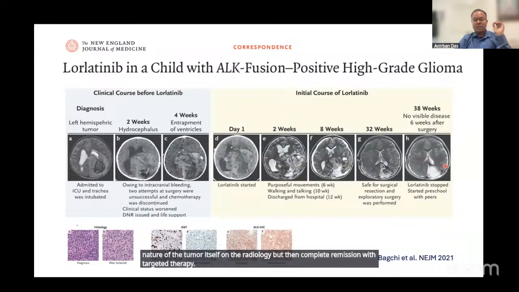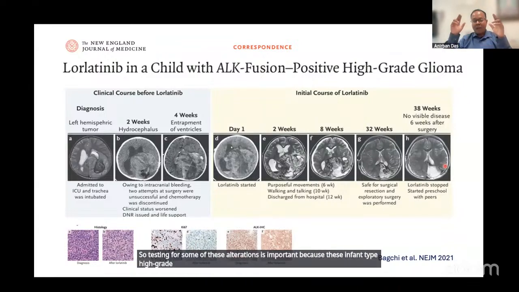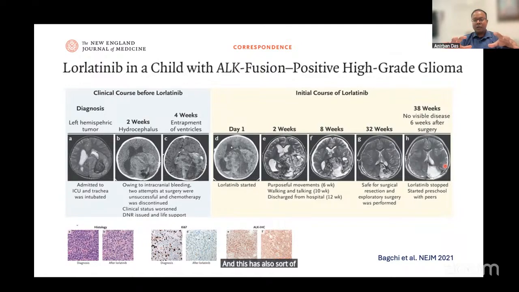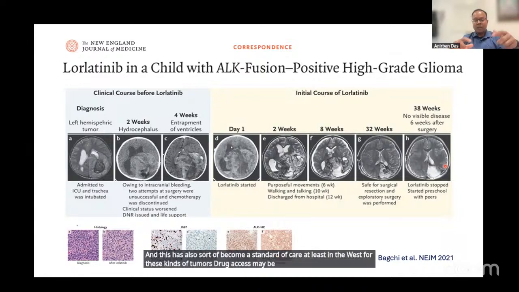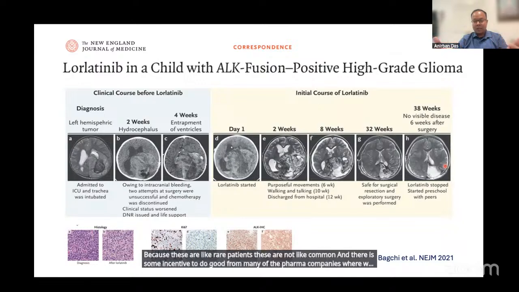So testing for some of these alterations is important because these infant-type high-grade gliomas are really not like the K27Ms that kill immediately, but sort of linger on. But they are very devastating unless you really find the alteration and use targeted therapy against it. And this has also become a standard of care, at least in the West, for these kinds of tumors. Drug access may be a problem in India, but again, we work with our pharma partners and try to find out how we can make the drugs available to our patients because these are rare patients. These are not common, and there is some incentive to do good from many of the pharma companies where we can request and get the drugs.